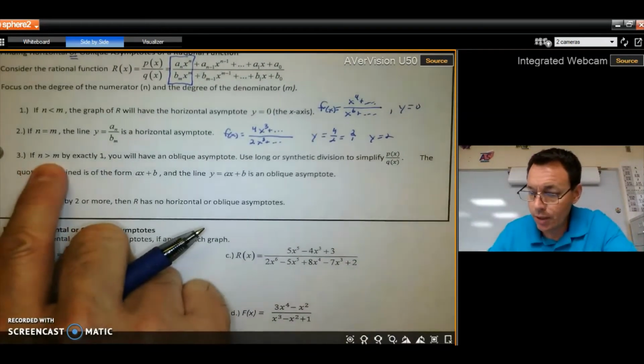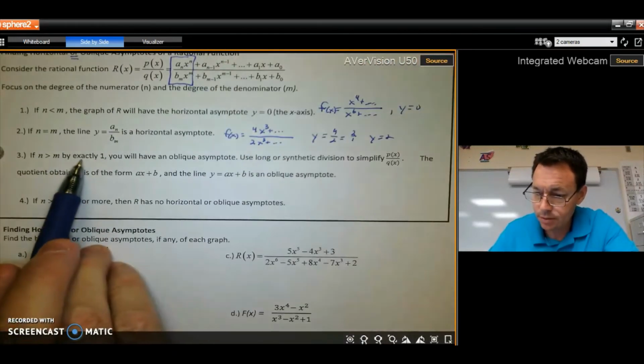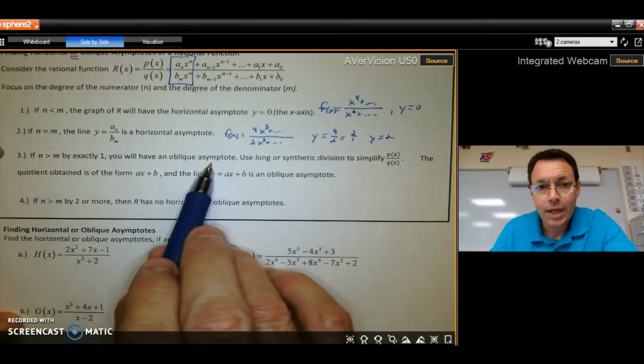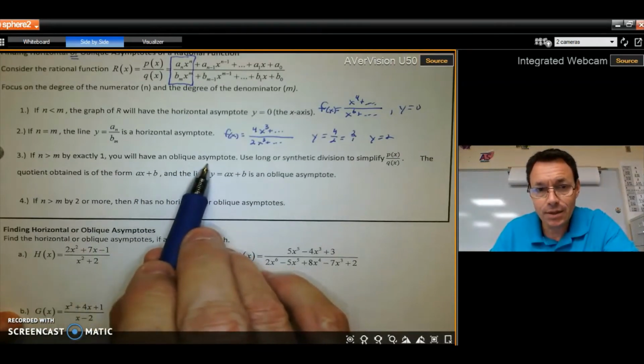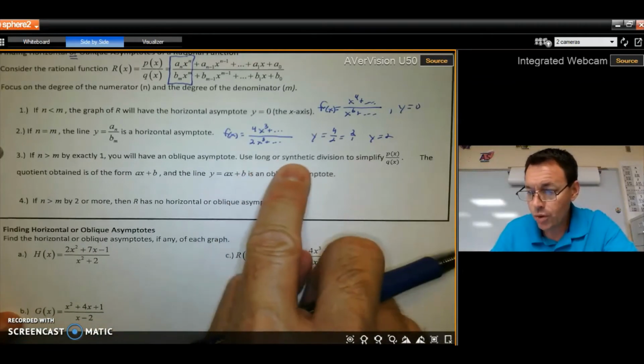If n is greater than m, if this is bigger than this by exactly 1, then you are going to have an oblique asymptote. And we are going to find the equation of that oblique asymptote by using long or synthetic division.